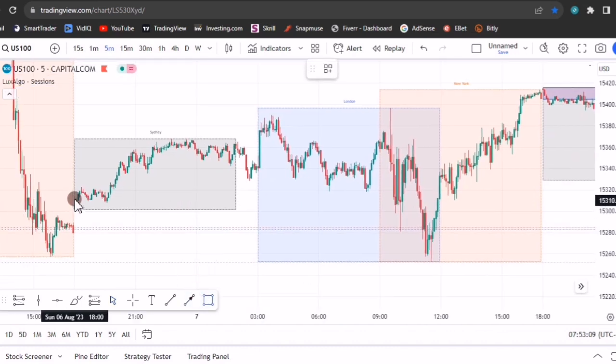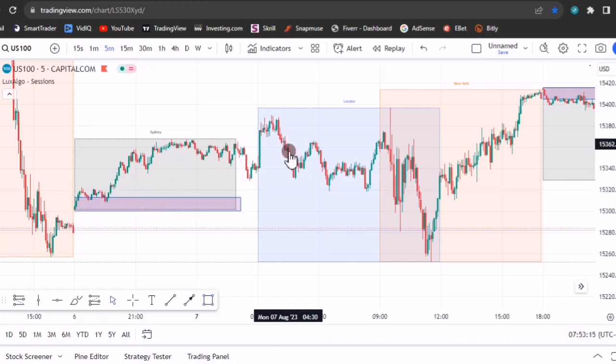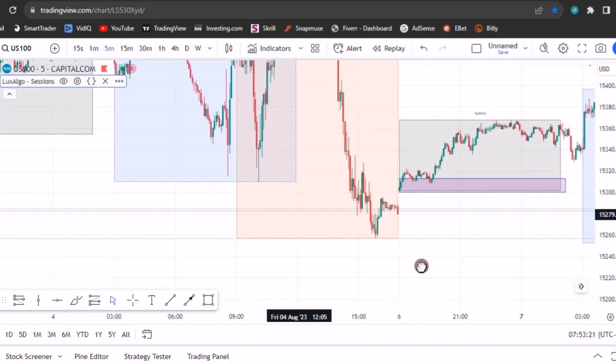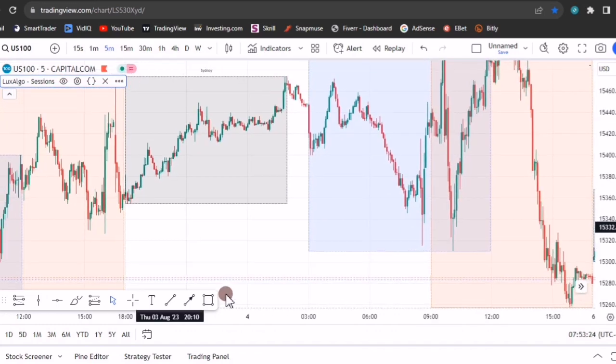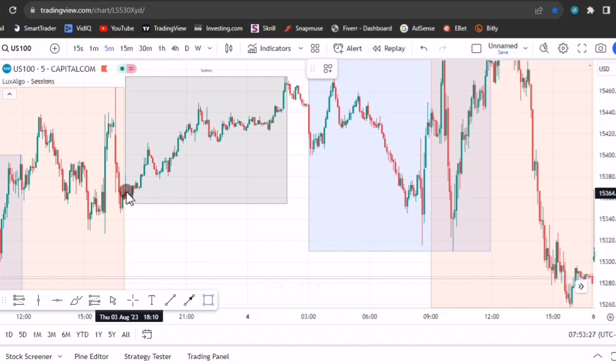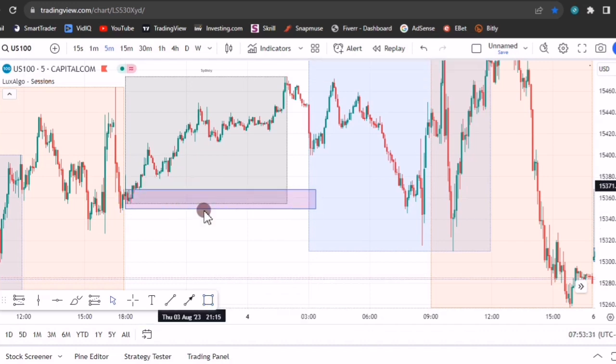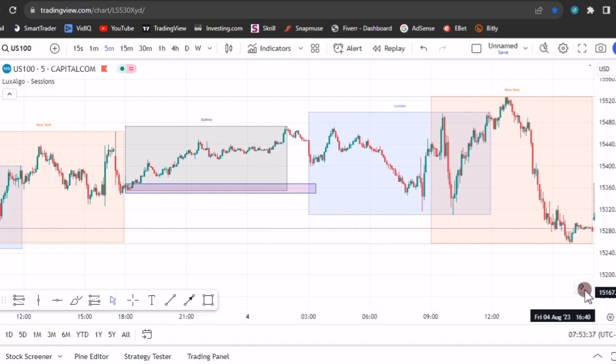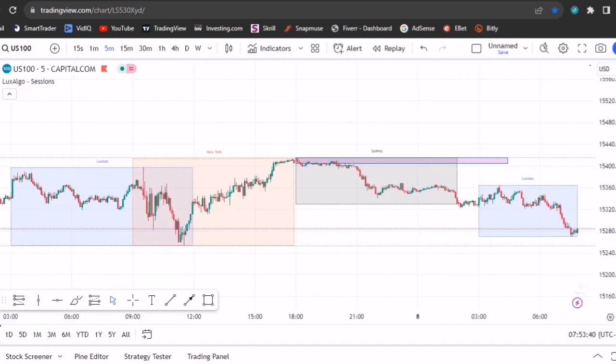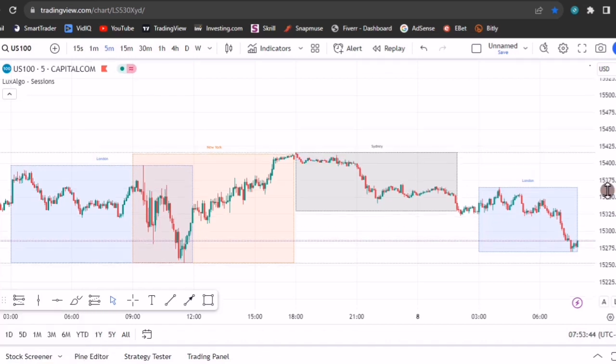You highlight the first candle of the Sydney session, and if price closes above it, you take a buy. Let's take the last one. You highlight the first candle on the Sydney session. If price closes above, you take a buy. If it closes below, you take a sell. We looked at that in that video. So today let us look at how to do it on mobile.